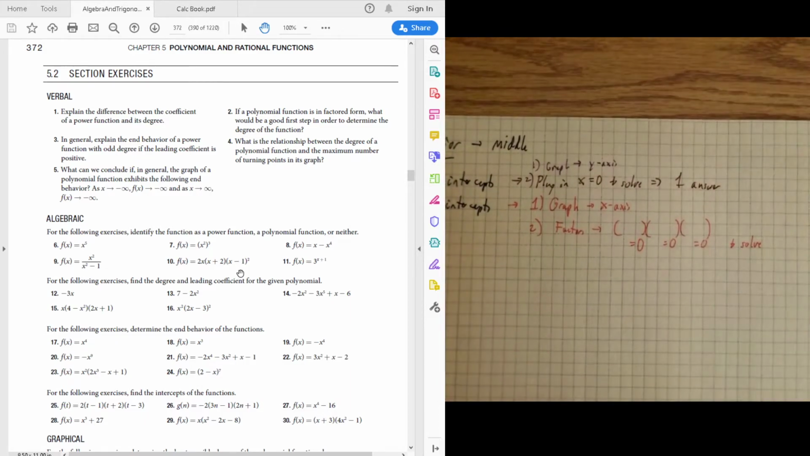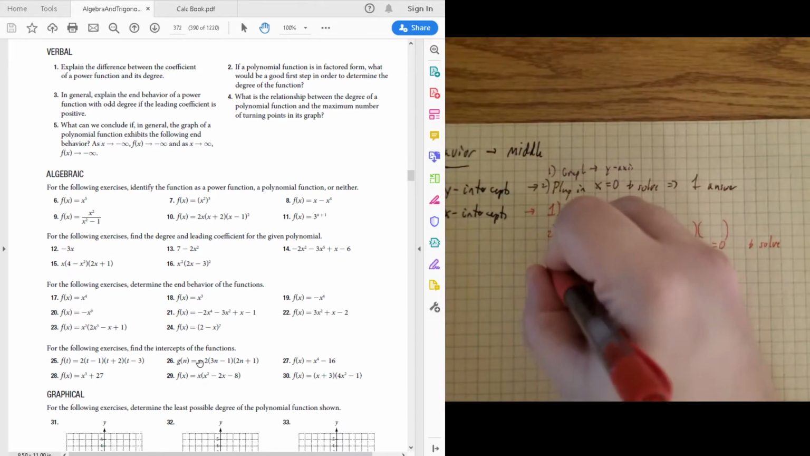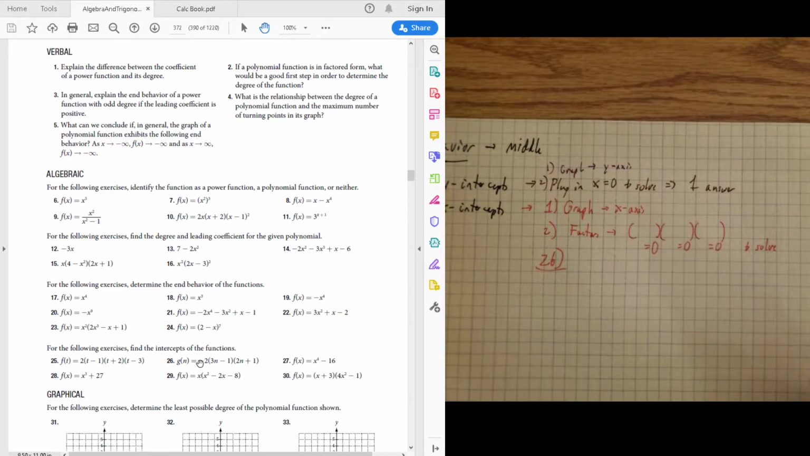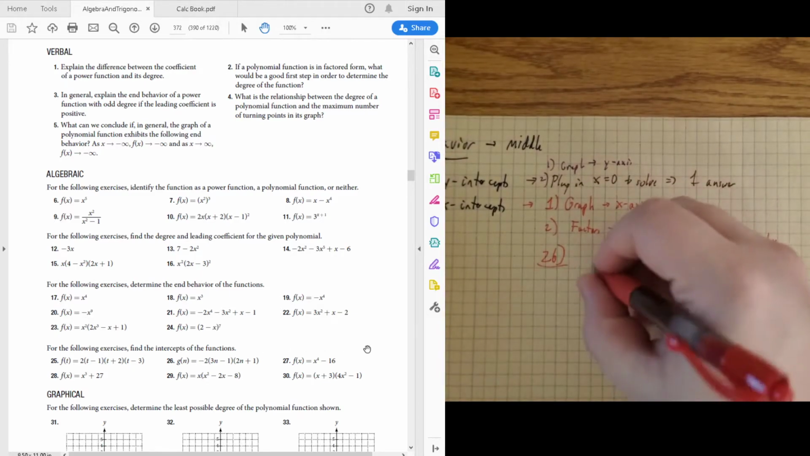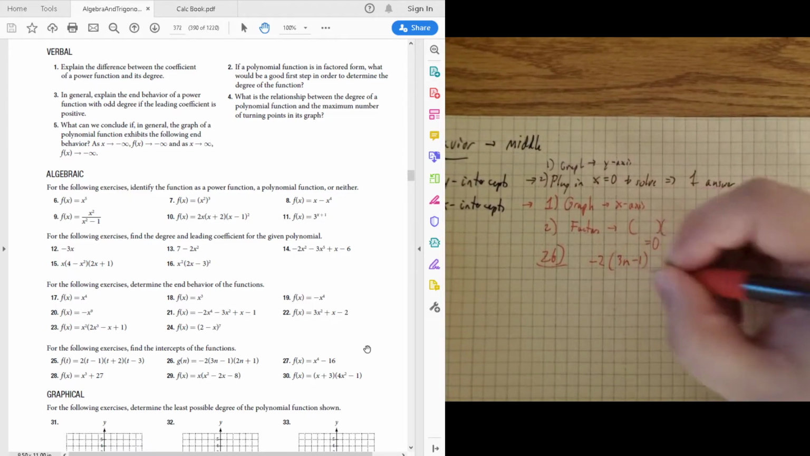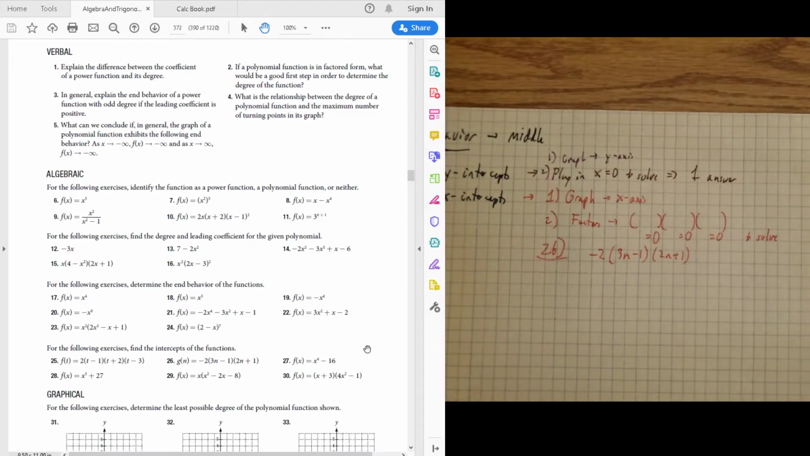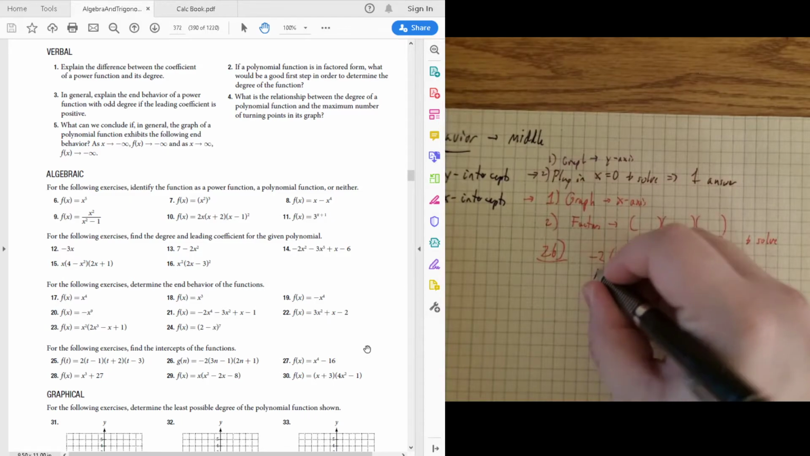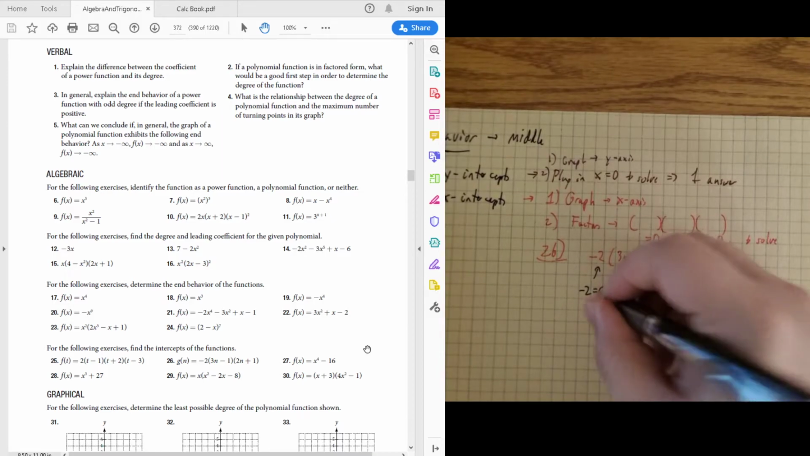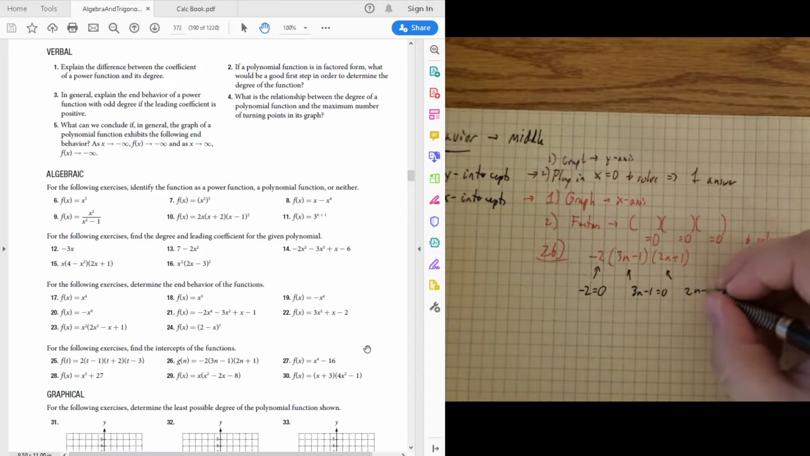So if I look at something like 26, perfect example. Okay, 26 says find the intercepts of the function. And what we have is -2 times (3n - 1) times (2n + 1), and it wants to know what the intercepts are. Well, if I want to find the x-intercepts, what I can do is take each of these pieces and treat them as three separate problems. I set -2 equals 0. I set 3n - 1 equals 0. And I set 2n + 1 equals 0.